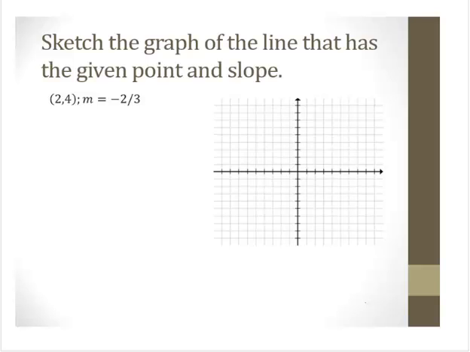Now let's learn how to use the slope along with a point to sketch a line. Here we're asked to sketch the graph of the line that has the given point and slope. We're told it has the point 2, 4 and the slope negative 2/3. Let's assume a standard scale here. So each mark will mean 1 unit, so I'm going out to 5 units in either direction.